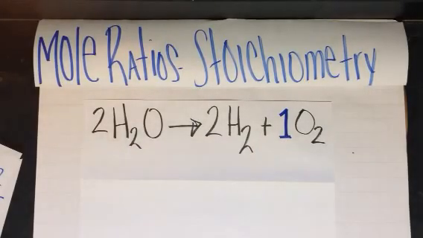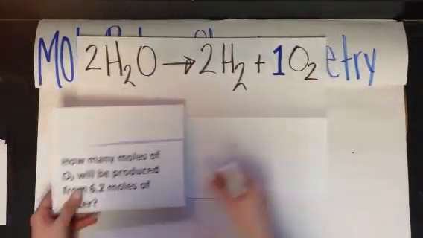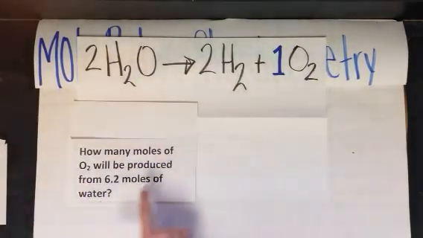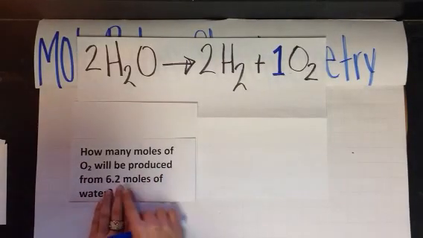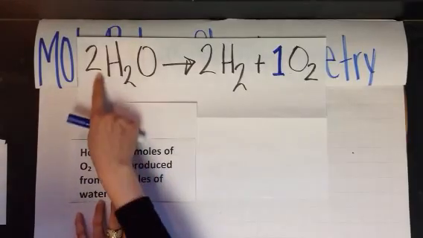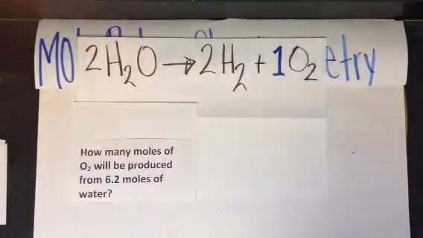Okay, so our first problem is going to look like this. Here are our new problems. How many moles of O2 will be produced from 6.2 moles of water? So what this means is, if we're starting off with 6.2 moles of water, how many moles of oxygen will I make? So this water will make how many oxygen?